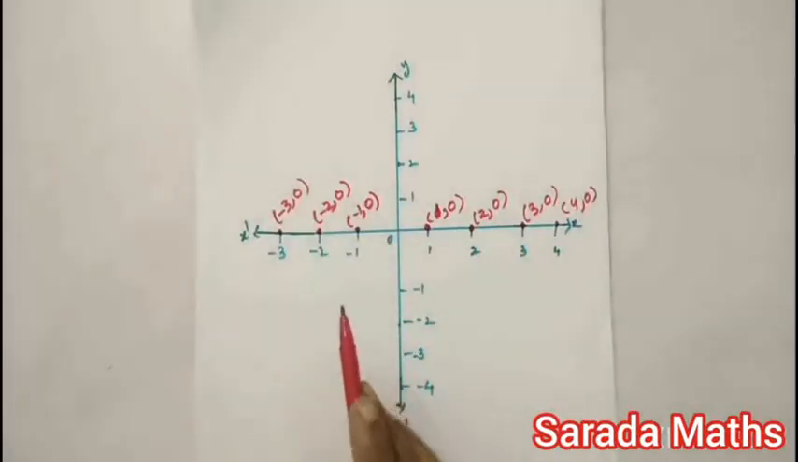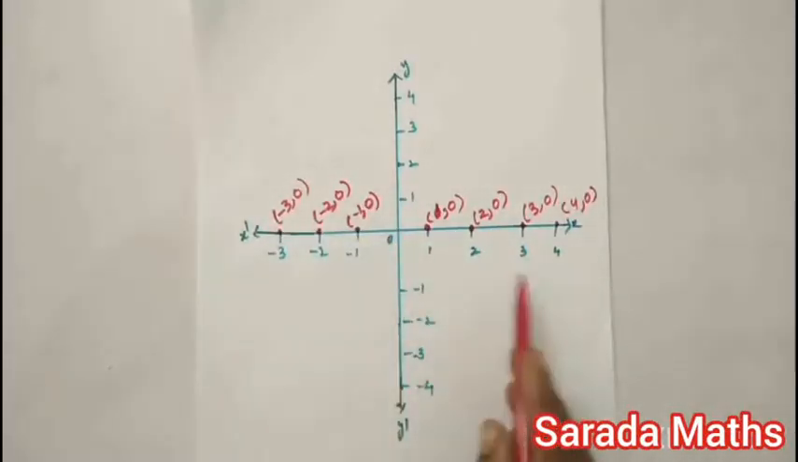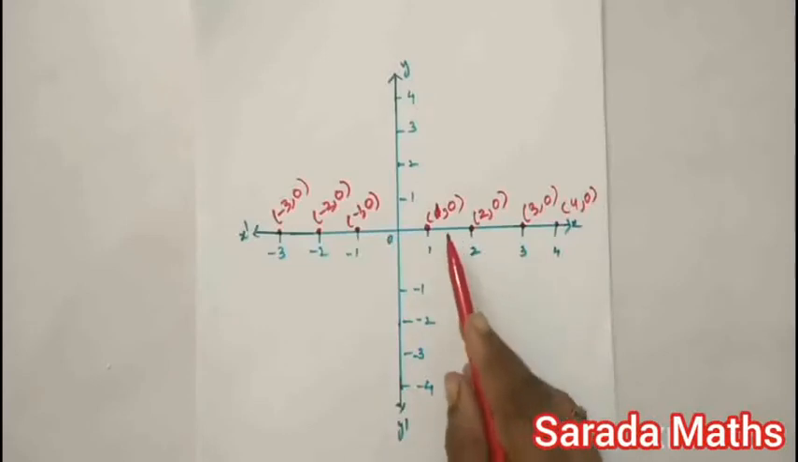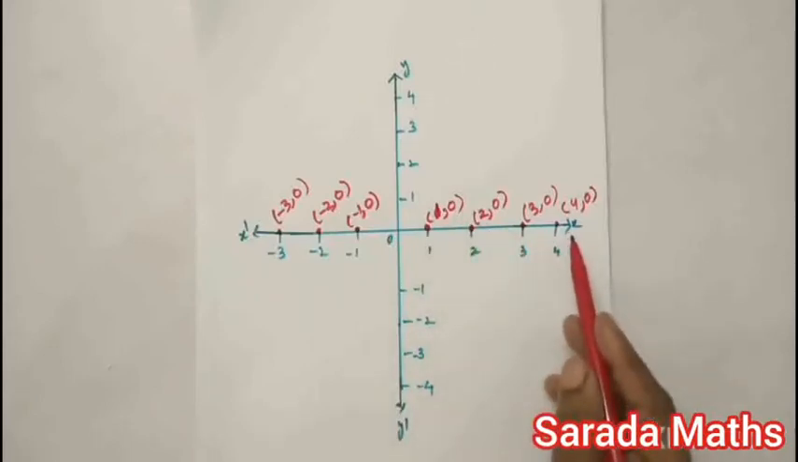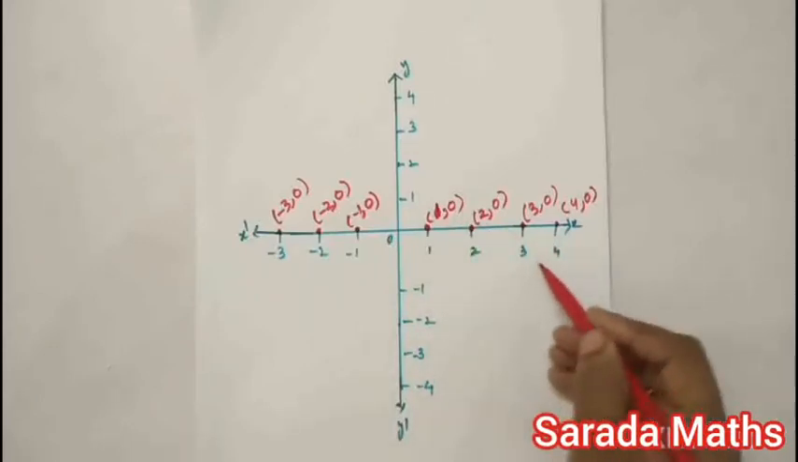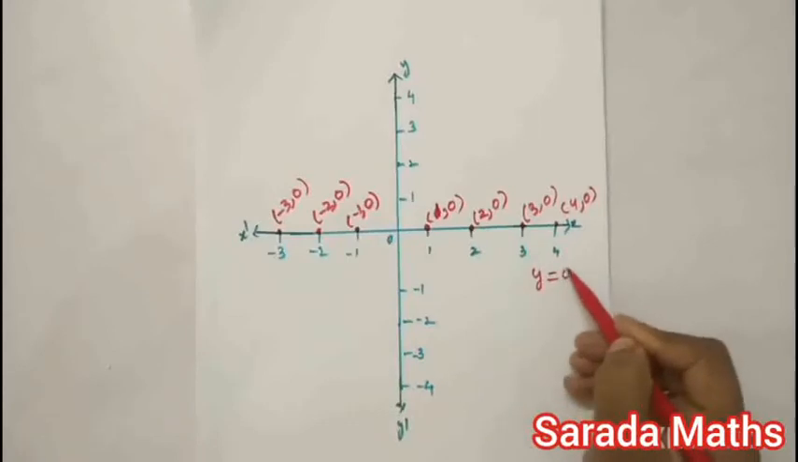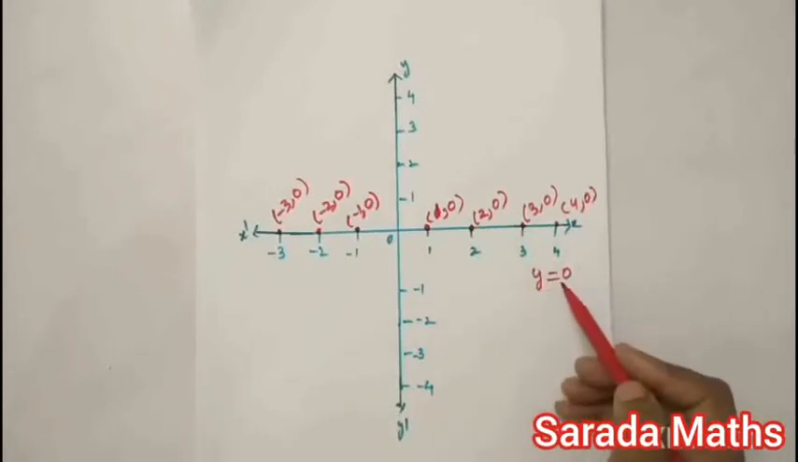If you observe each and every point on the x-axis, the coordinate of y is 0. That is, the value of y is 0. So the equation of this line is nothing but y equal to 0. That is the equation of the x-axis.